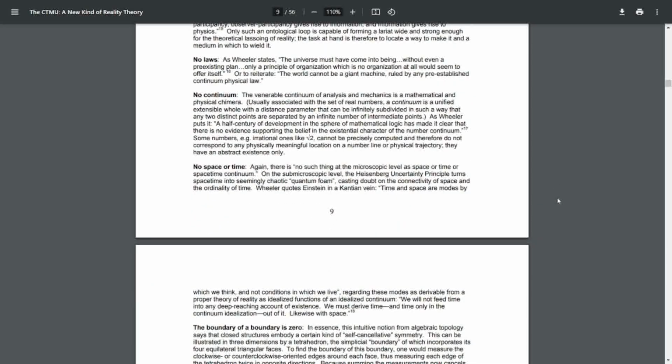The venerable continuum of analysis and mechanics is a mathematical and physical chimera. Usually associated with a set of real numbers, a continuum is a unified extensible whole with a distance parameter that can be infinitely subdivided in such a way that any two distinct points are separated by an infinite number of intermediate points. As Wheeler puts it, a half century of development in the sphere of mathematical logic has made it clear that there's no evidence supporting the belief of the existential character of the number continuum. Some numbers, e.g. irrational ones like the square root of 2, cannot be precisely computed and therefore do not correspond to any physically meaningful location on a number line or physical trajectory. They have an abstract existence only.